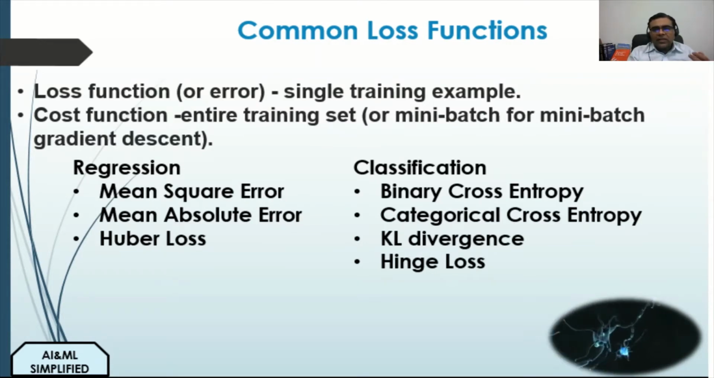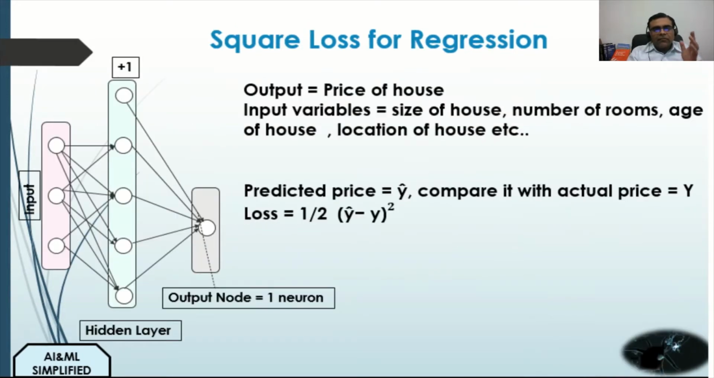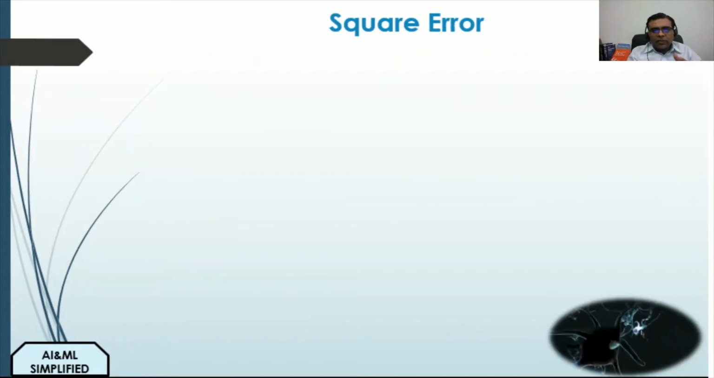Now, let's consider an example of regression where we want to predict the price of a house using multiple variables like size of the house, number of rooms, age of the house, location of the house, etc. We compare the predicted value, that is y hat, with the actual price of the house and compute the difference, which we call the loss. Then we take the square of that and also divide by half so that it becomes easier from the differentiation perspective. Now let's understand the loss visually.